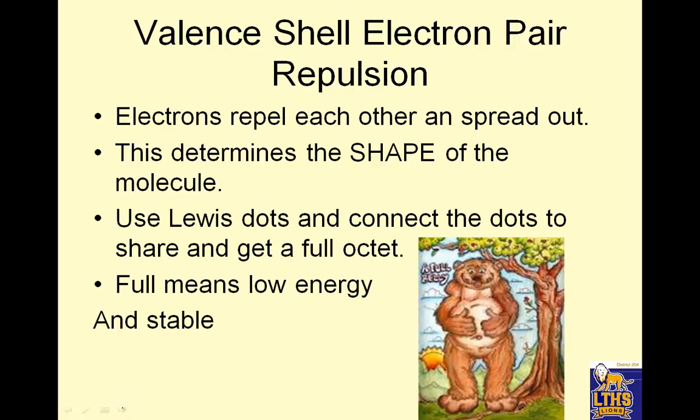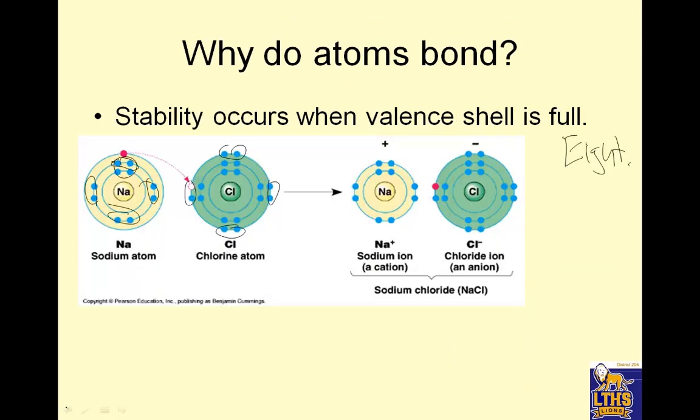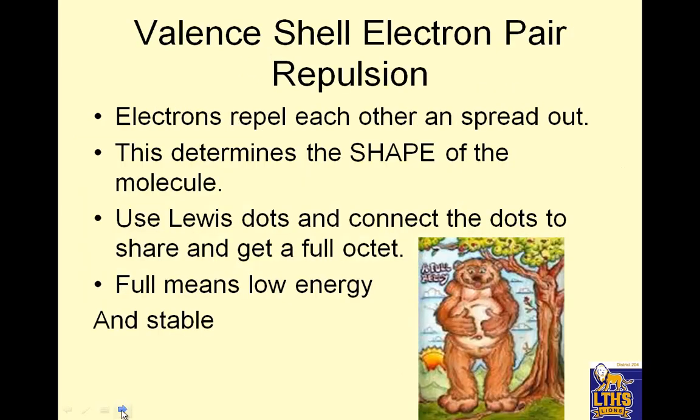Isn't that wonderful? Now, not everything needs 8. If you're on the top row, like hydrogen or helium, you only need 2. The other ones that need 2 would be like lithium, beryllium, and boron, because when they lose their electrons, they fill the first energy level. And the first level only has 2. Okay.